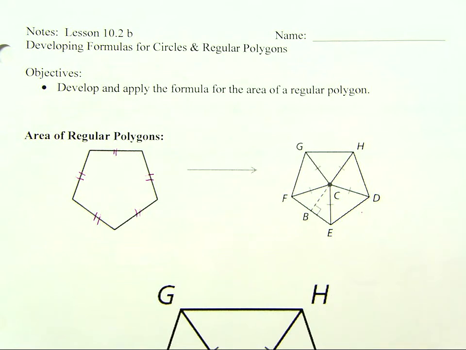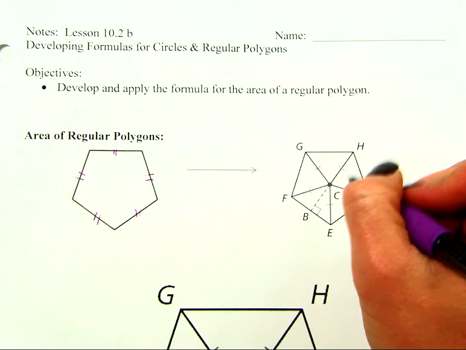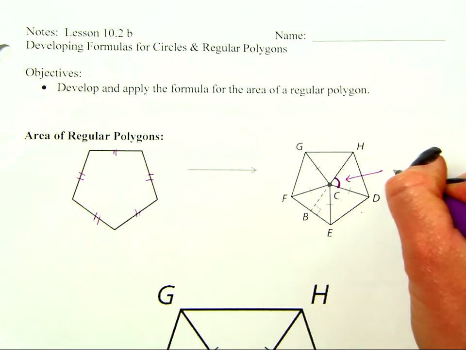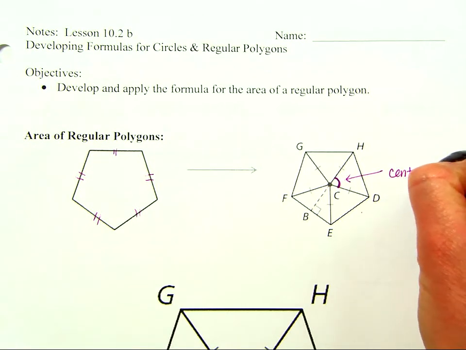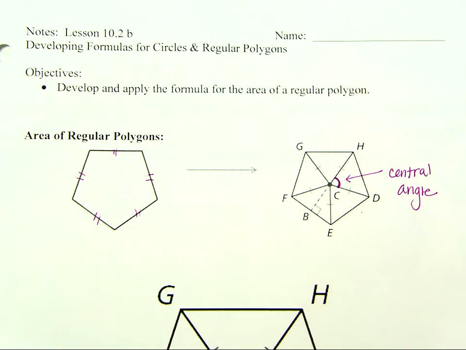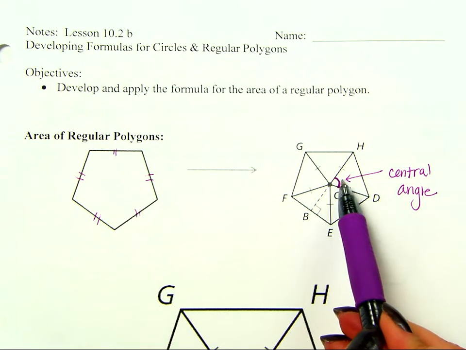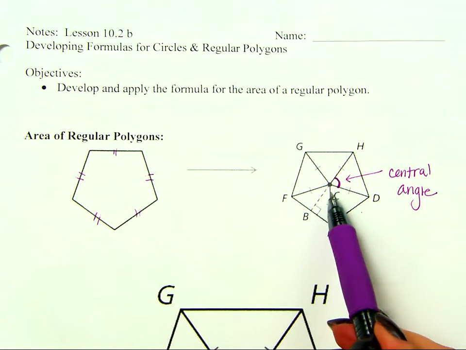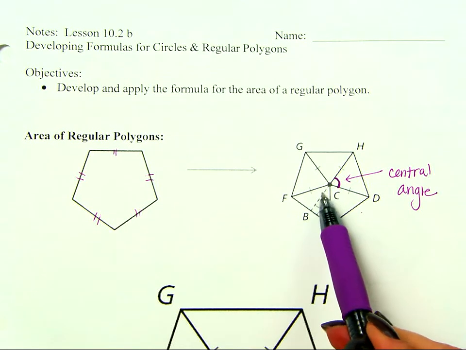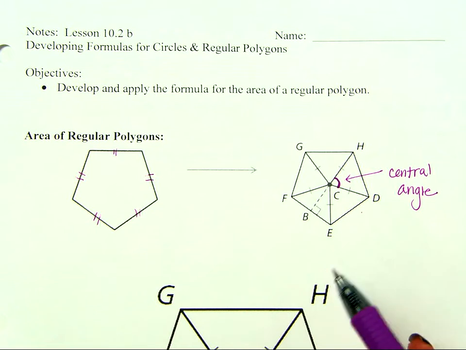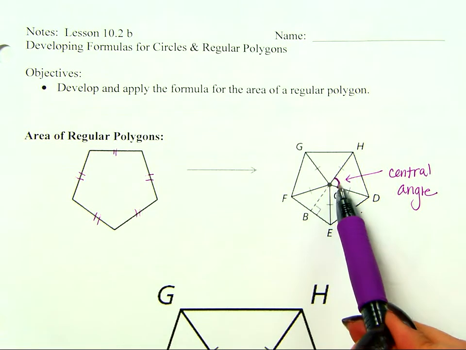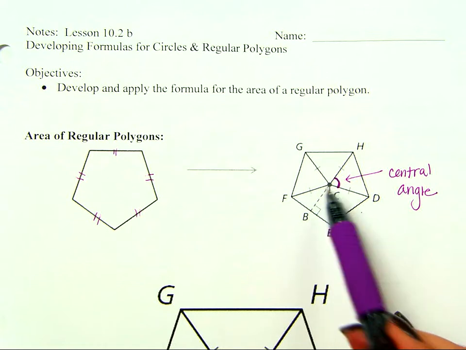Now, a couple terms that we're going to use as we work through this lesson: they're going to refer to the central angle. This here is the central angle. It's the angle at the center. If I look at my central angle, I actually would have 5 of them going all the way around the figure. So I could calculate my central angle by taking the 360 degrees all the way around and dividing by 5.